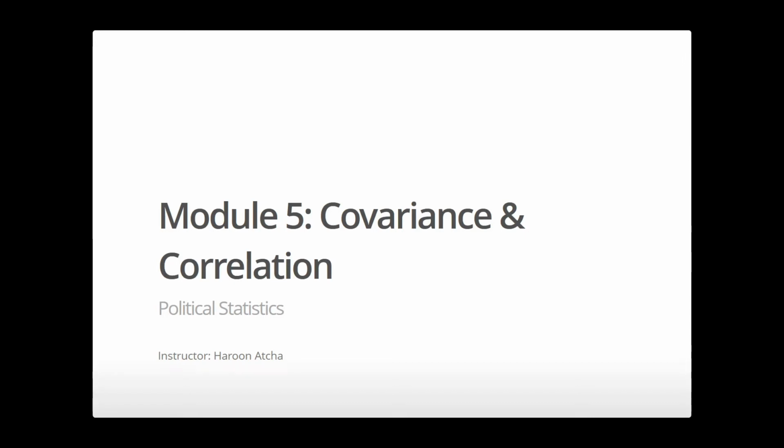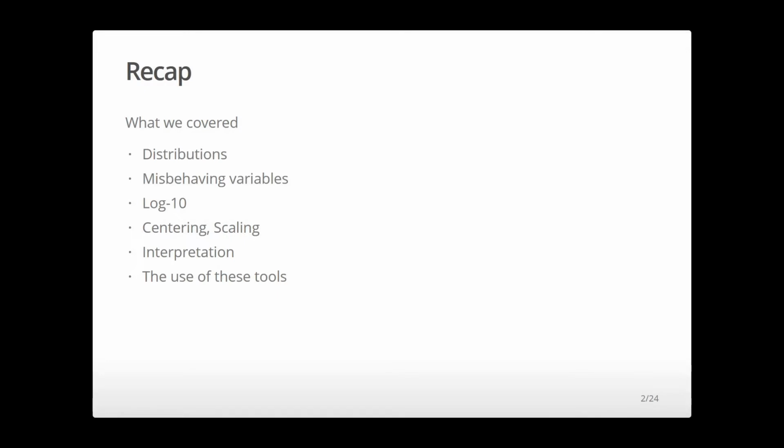Welcome to Module 5 of Political Statistics. In the last module, we covered distributions, misbehaving variables, logs, centering, and scaling. We spent time discussing the interpretation of transformed variables and worked through an example that helped us understand why these tools and skills are necessary and useful.